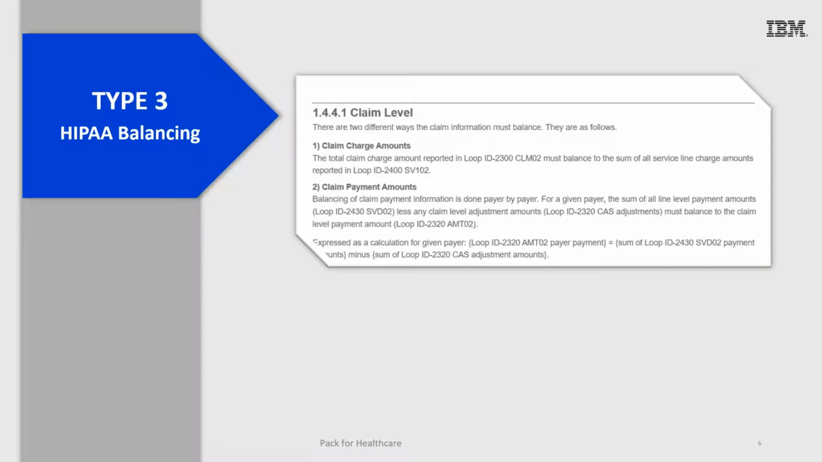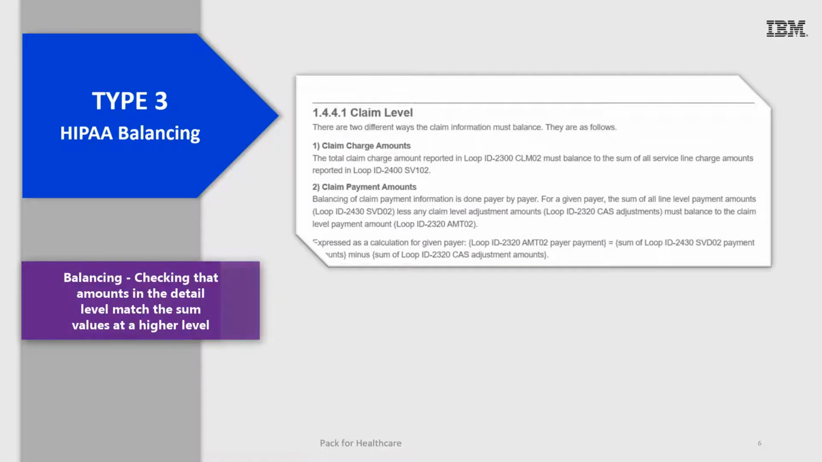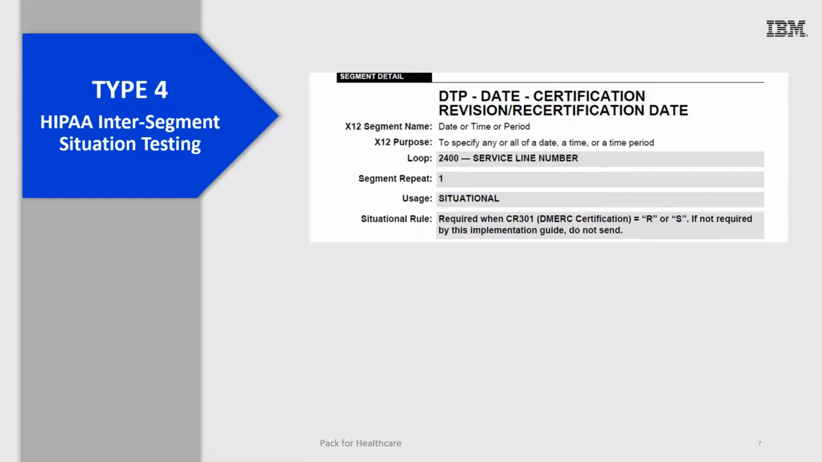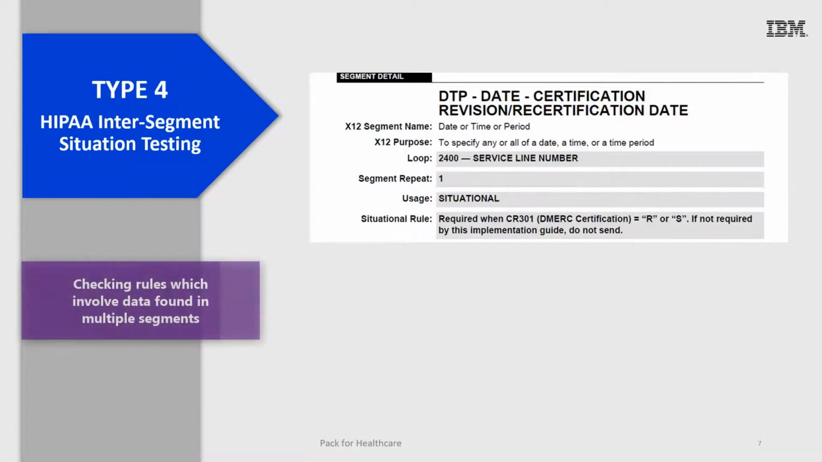Type 3, or balancing, adds requirements to perform checking that a value in the details of the transaction matches the sum of that data at a higher level in the data. Type 4 adds requirements for checking that data across segments follow the rules in the implementation guide. For example, here we are seeing that the DTP segment for certification is required when CR301 is R or S.